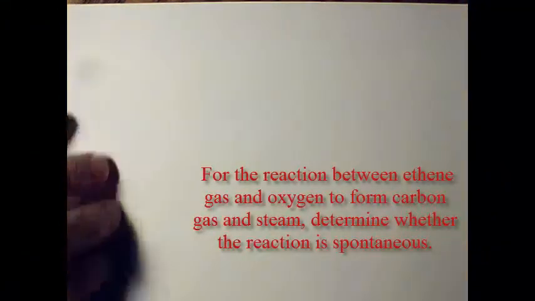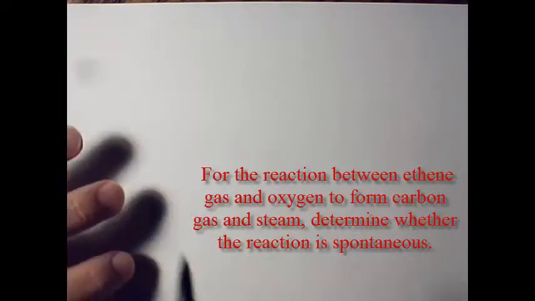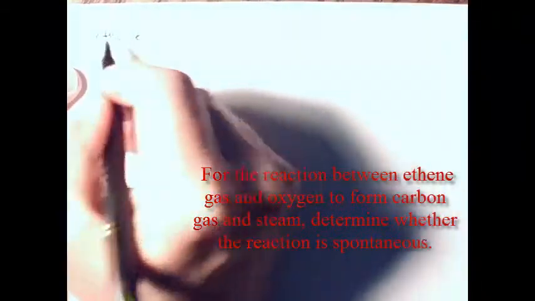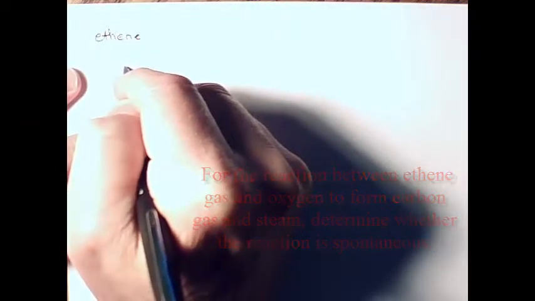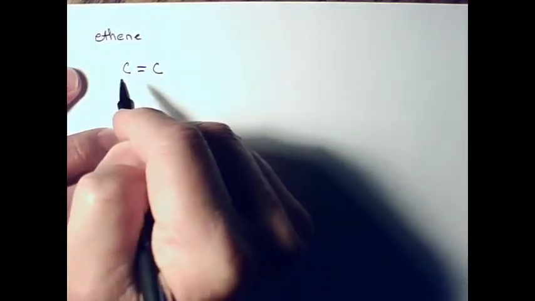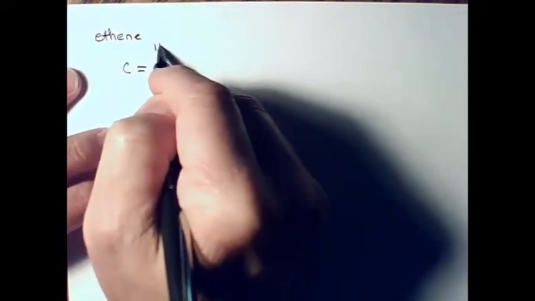The question is, if we have a reaction in which we're essentially burning ethene, is it spontaneous? All right, so ethene, what does the prefix eth mean? Meth is 1, eth is 2, so that's 2 carbons. And what does the ene tell us? Double bond. And since each carbon has to have 4 bonds, they already have 2, we only need 2 hydrogens on each carbon.